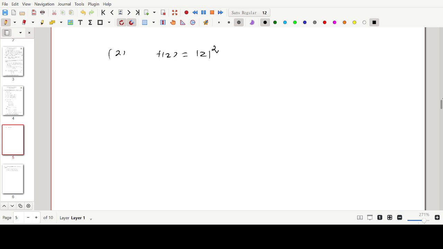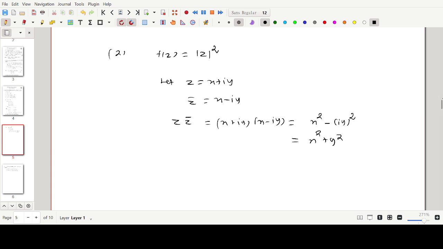So like that we have to think, what do you mean by mod z square? Let z is equal to x plus iy. You know very well, what is our z bar? x minus iy. What is our z into z bar? x plus iy into x minus iy is nothing but the a plus b formula, a square minus b square. So here minus iy whole square is nothing but what? x square plus y square. So what do you mean by z into z bar? You know everyone, mod z square.